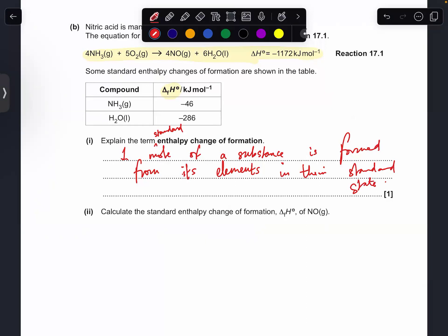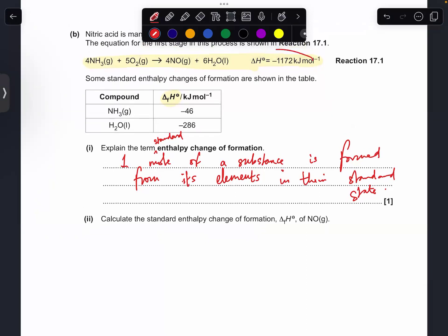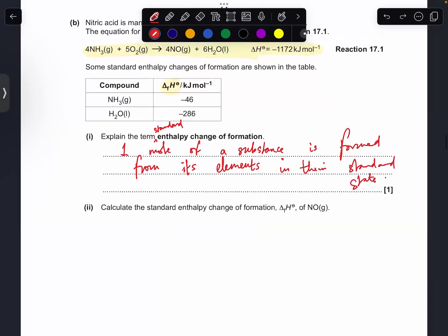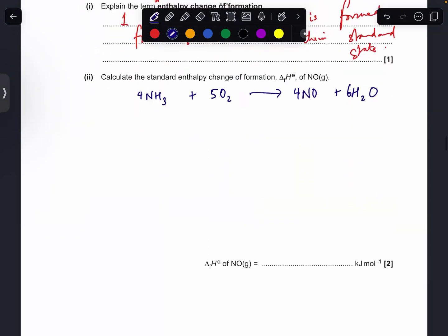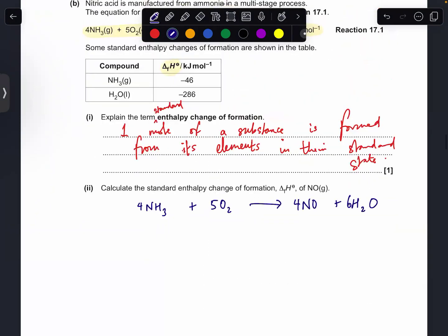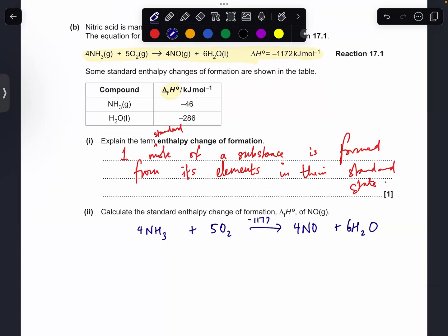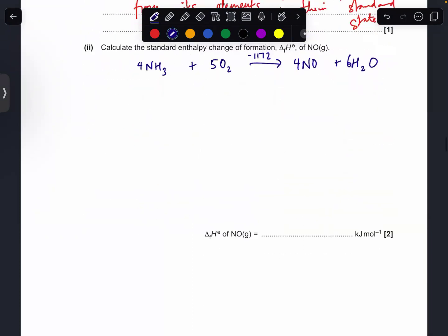Now, usually we have to work out the enthalpy change, but they've given you the answer and they want you to work backwards. So what I'm going to do, I'm going to rewrite this equation and we'll work from that. And we'll make our cycle. So we've got the value here as well, minus 1172. We've got our elements here. This is made from nitrogen, hydrogen, oxygen.